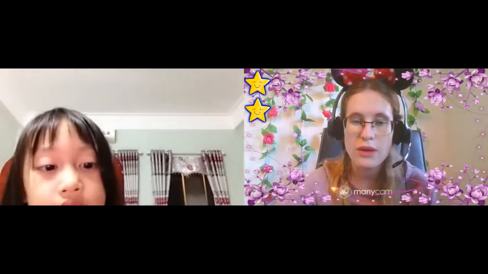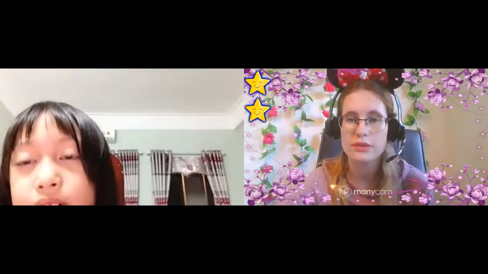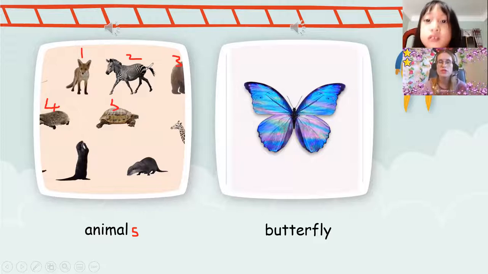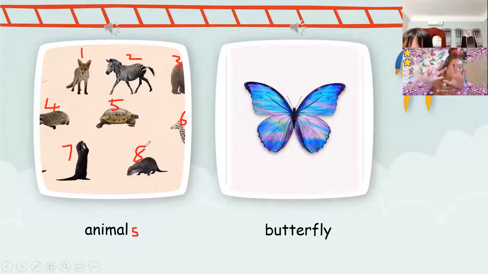Let's go, go, go. Let's learn. Animals. Animals. Good job. How many animals do you see? One, two, three, four, five, six, seven, eight. Eight animals.